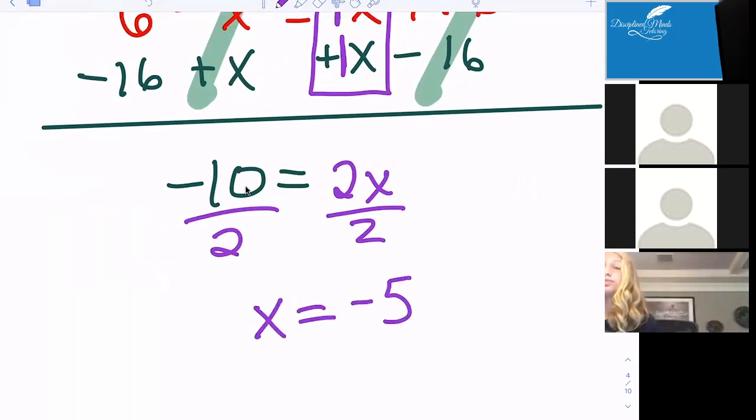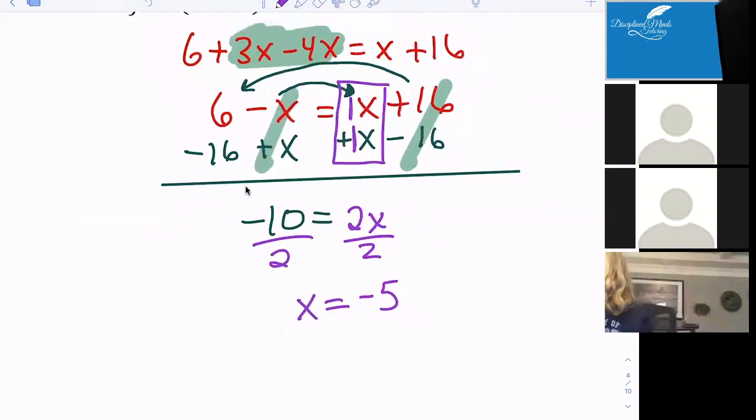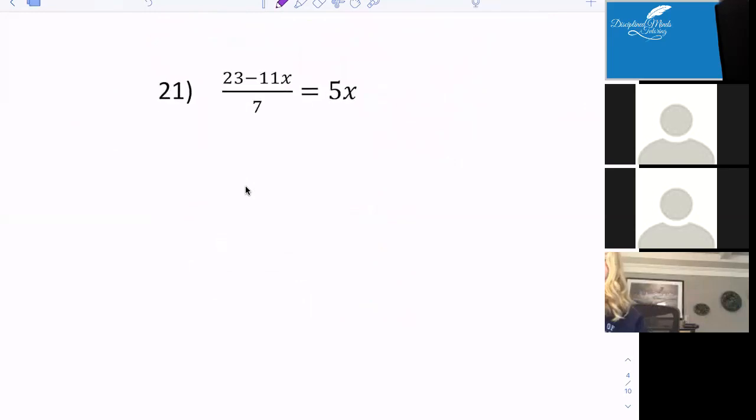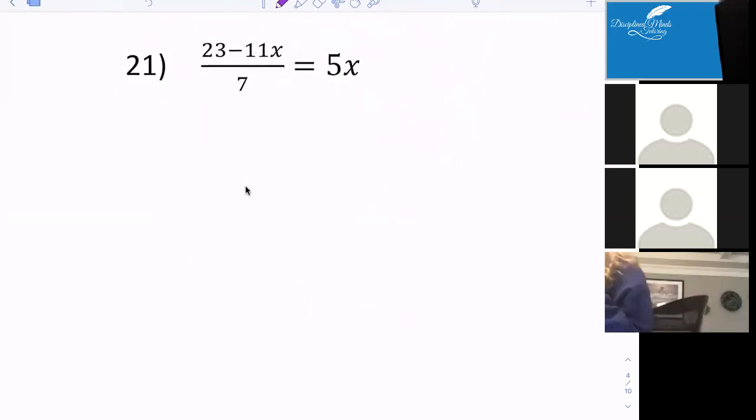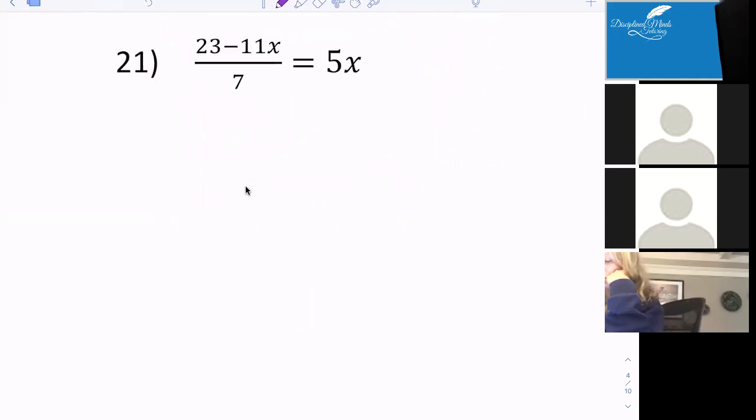Yes, I'm happy with that. All right. Sienna, loud and proud, number 21. What do I need to do for 21, please? You're a good job. Times it by 7. Thank you. So now what?